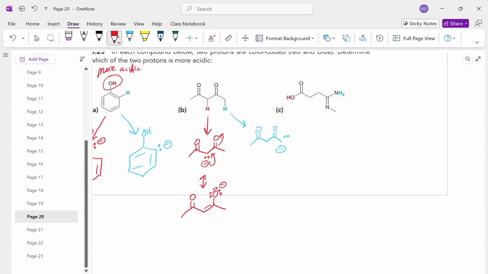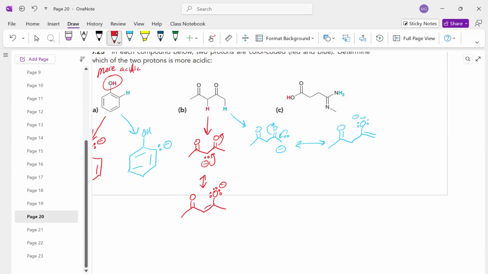And that's good because I put the charge on another atom. Can I do anything else? Because I can do that on the blue one. I can do this for the blue one. That one has resonance as well. So is there any difference?